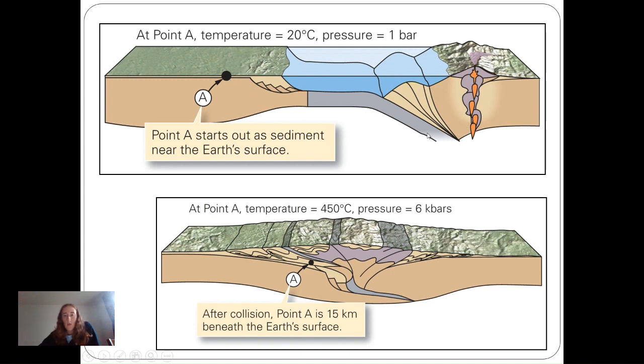So let's say those plates keep colliding. That point A, which was on the surface, has now gotten pushed down about 15 kilometers beneath the surface. The temperature has gone up to 450 degrees Celsius, and the pressure is now 6 kilobars, so it's 6,000 times greater than when it was at the surface. So when we have two tectonic plates that collide, these collisions create high temperatures, create high pressures, and you will get this metamorphosed rock that will form.